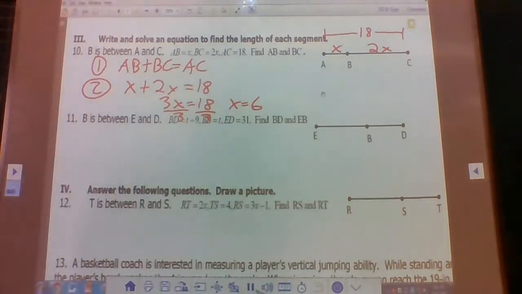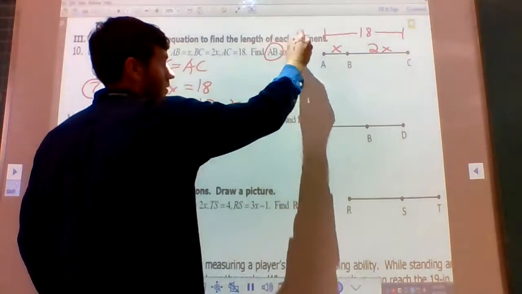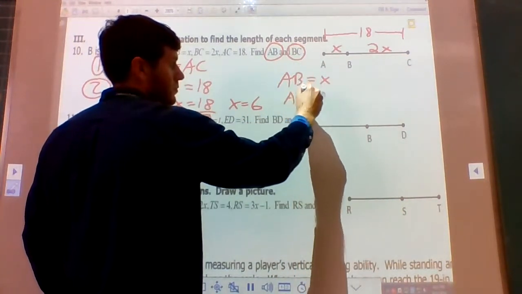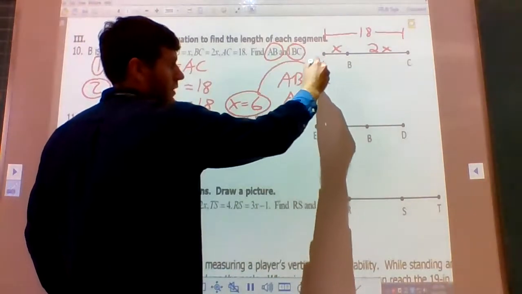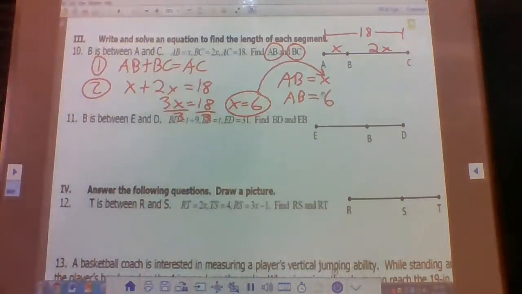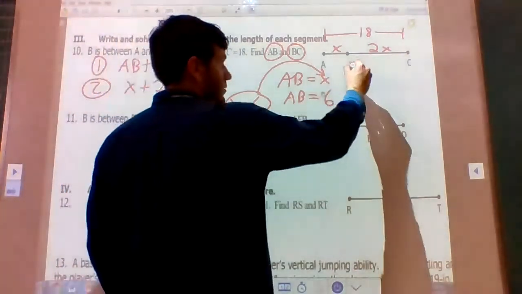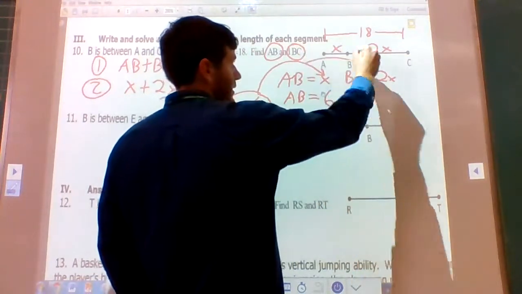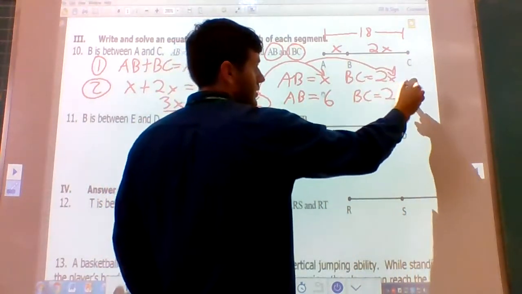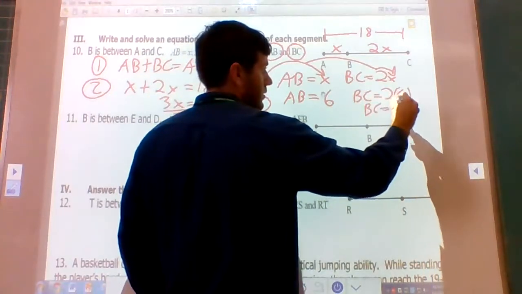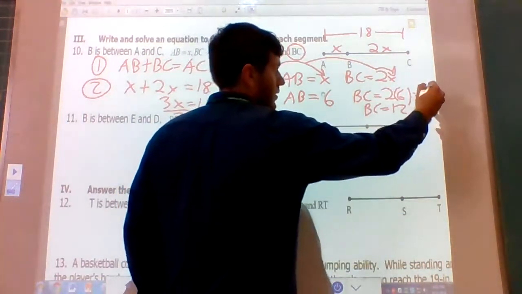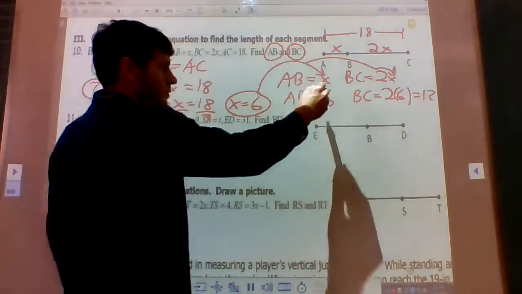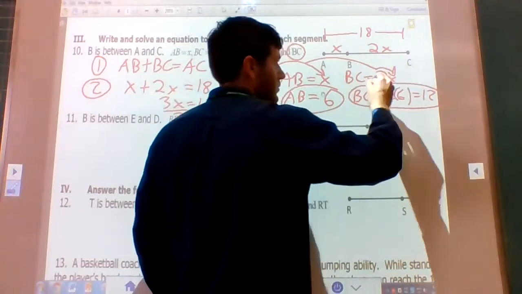But we're not done because the question is asking us to find AB and BC. So AB equals X. We substitute in 6 for X, so AB is going to be 6. BC equals 2X. So we substitute in 6 for X, and we get 2 times 6, so BC is going to equal 12. Okay. So here's AB, and then here's BC, 12.